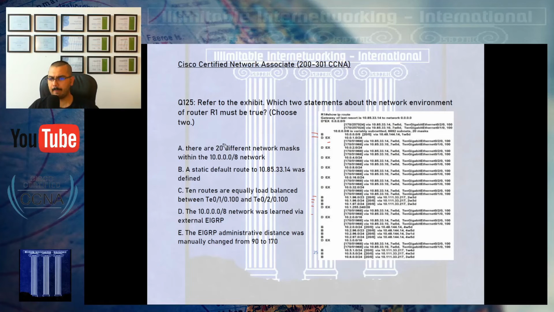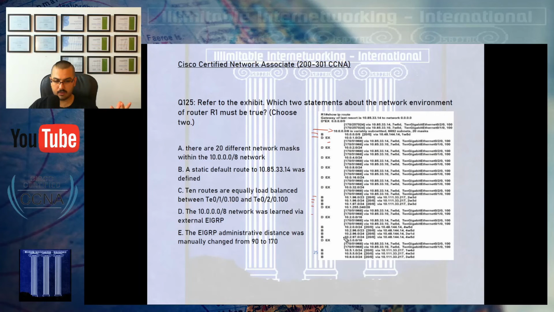Must be? Okay, A, there are 20 different network masks within 10.0.0.0/8. So the big one here is 10.0.0.0/8, and inside it there is a 10.0.0.0/24, 10.2.0.0/24, 10.4.0.0/24, and this one is the 4th, 5th, 6th, 7th, 8th, 9th, 10th.